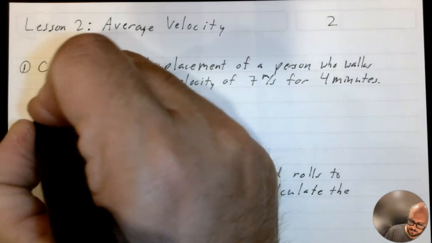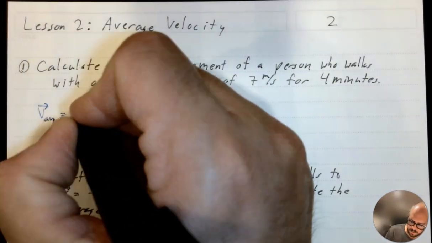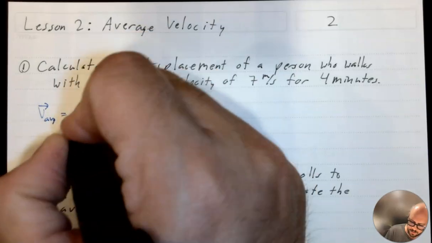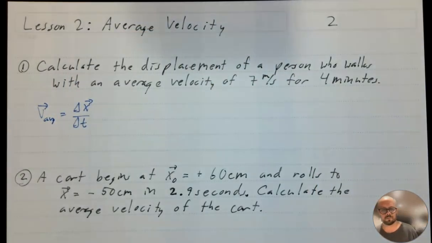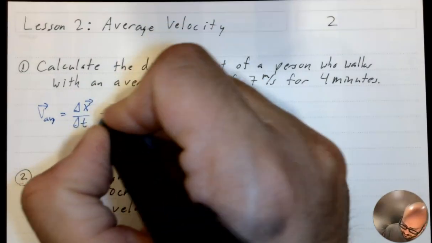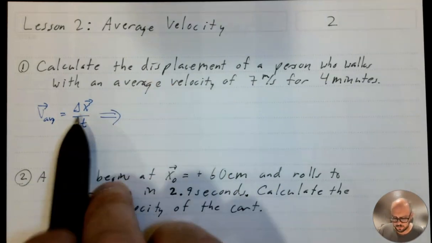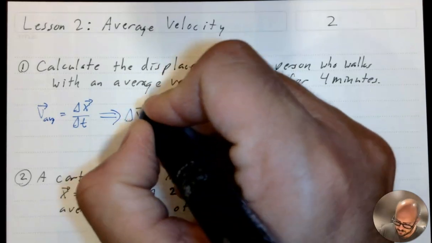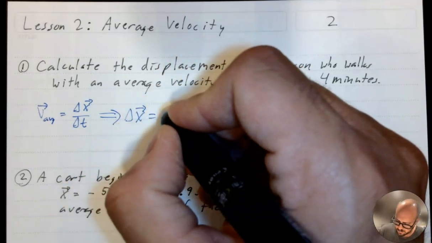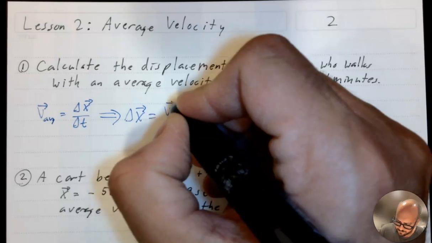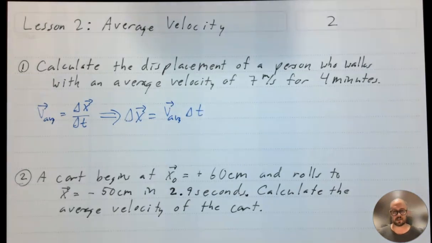Average velocity is displacement divided by time. And so one thing that I recommend whenever possible is to rearrange an equation before you solve it. We're solving for displacement, and so displacement is going to be the average velocity times the time. Okay, and so this looks to be pretty straightforward.